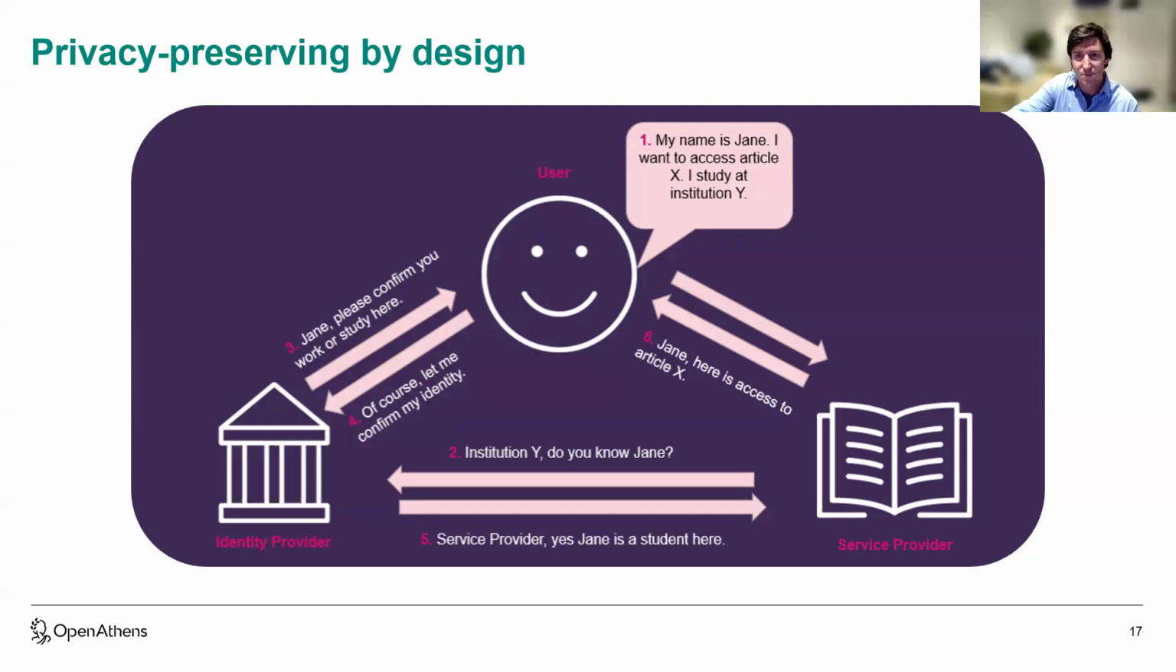OpenAthens in this case would sit in between the identity provider and the service provider. And again, OpenAthens doesn't need to know who a user is. We just need the identity provider to confirm that they are a user at their institution. Federated access at its bare minimum doesn't need anything to personally identify a user. And we can show that in demos at a future date if you'd like to know more about it.